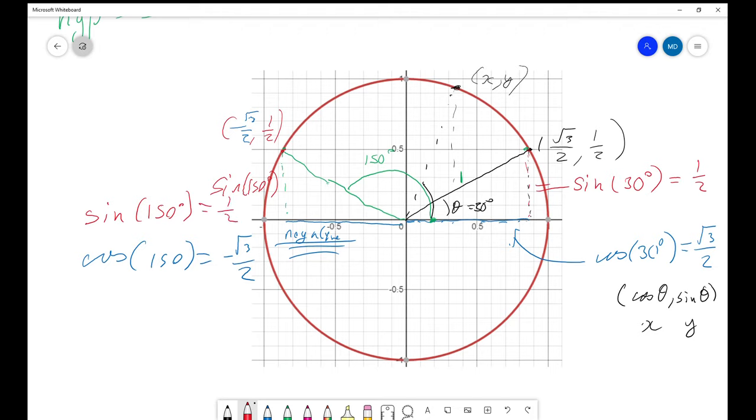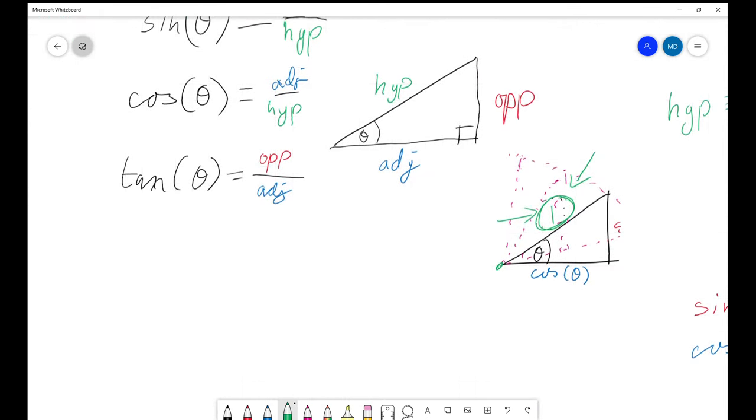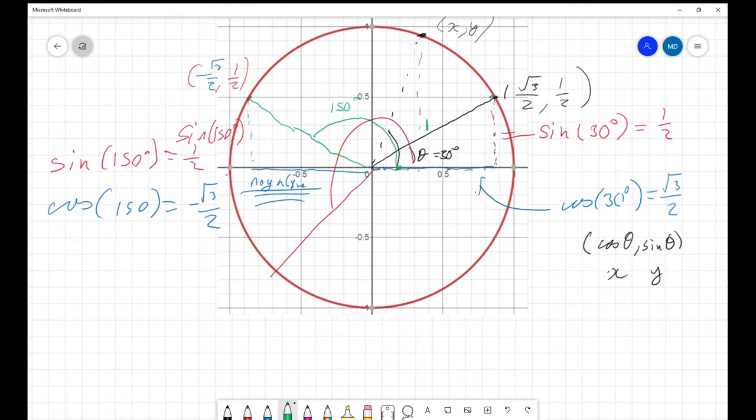But let's say I was going to take an angle that was all the way down here. Well, then suddenly my sine would become negative as well as my cosine. And lastly, our tangent is going to be defined in the same way we said over here. We're going to say tangent is sine theta divided by cosine theta.